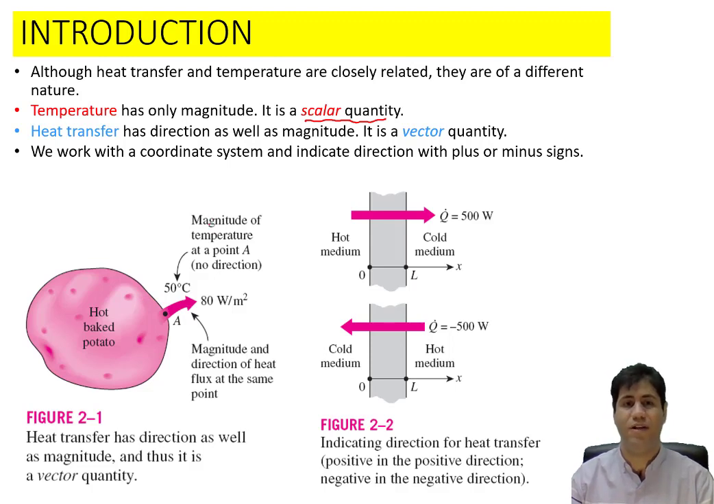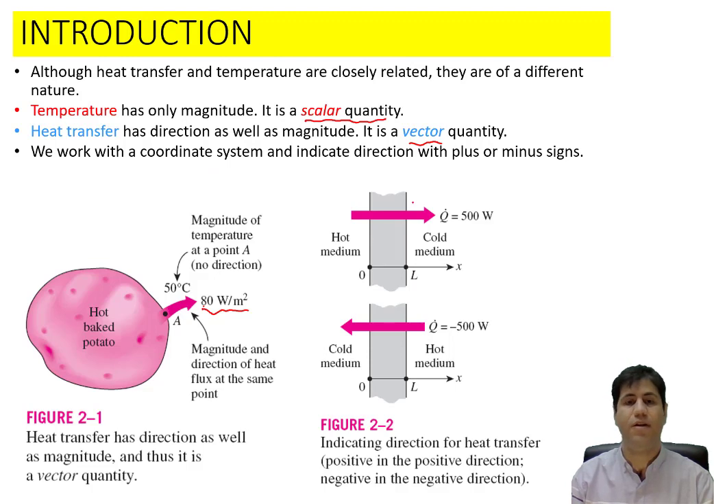How about heat transfer? Heat transfer is a vector quantity. In other words, we need a value which shows its magnitude, for example, 80 watt per meter square. We know the magnitude of the heat transfer, but in which direction? The direction of the heat transfer is also important. Because of that, we call heat transfer a vector quantity. It has magnitude and also direction.